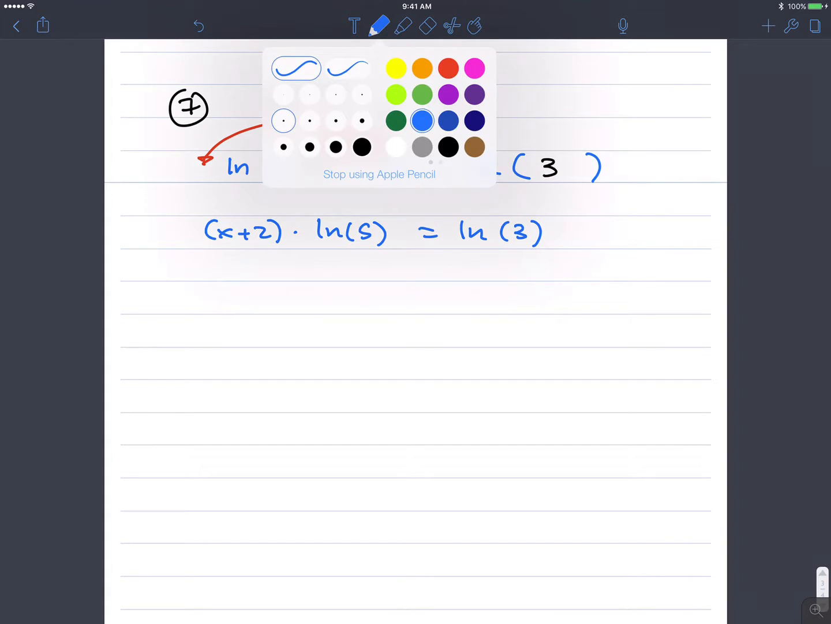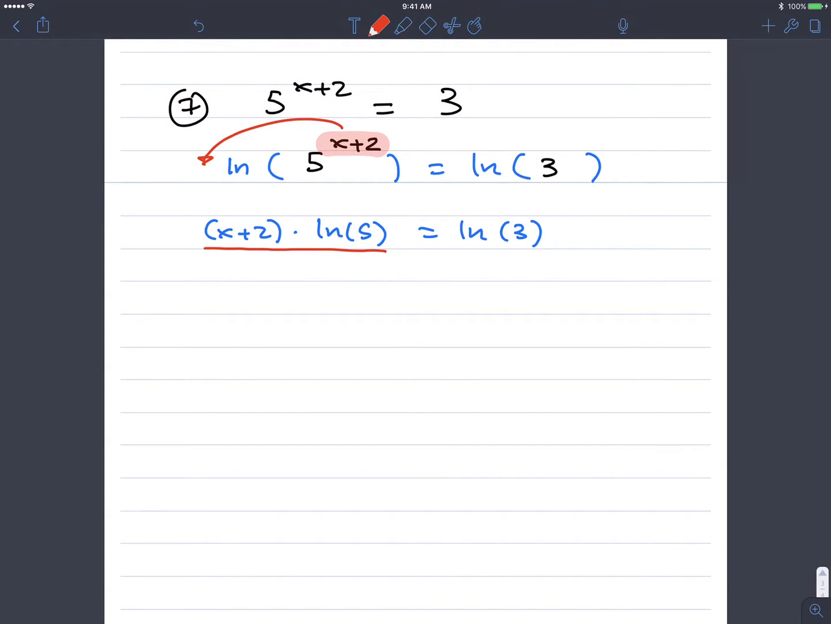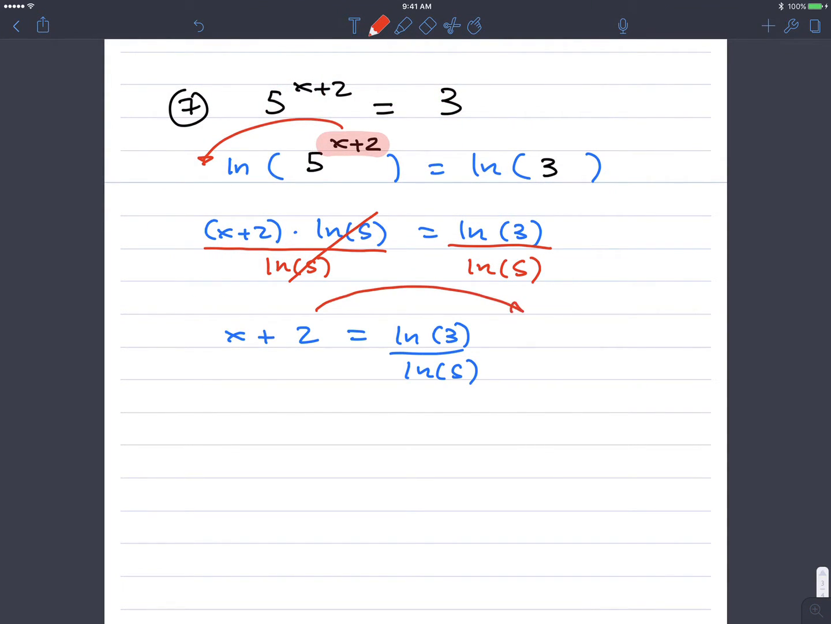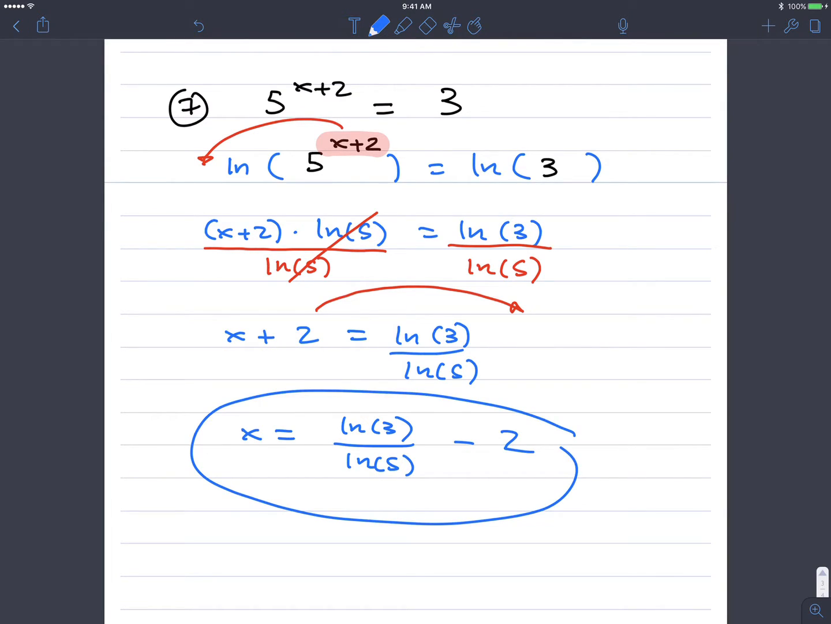So don't forget that the natural log 5 is a number. So if I divide both sides by this natural log 5, cancellation, and we have x plus 2 is natural log 3 divided by natural log 5. We can translate this too. Move the 2 to the other side, but the price you pay is you change its sign. So I get natural log 3 over natural log 5 minus 2. Here's our answer.